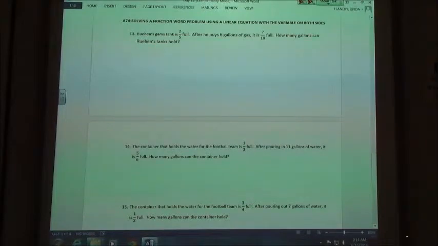All right, the next ones are ones that have fractions. I see my typist got a typo on there. I think that's supposed to say gas. Reuben's gas tank is 2/3 full. After he buys 6 gallons of gas, it is 7/10 full. How many gallons can Reuben's tank hold?